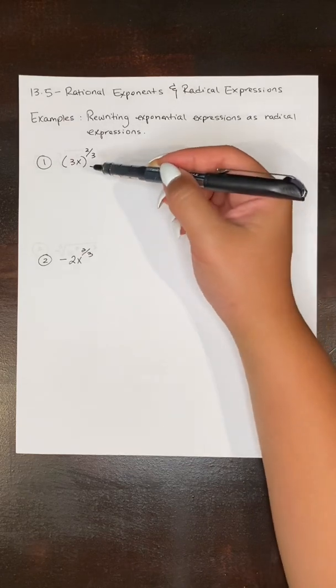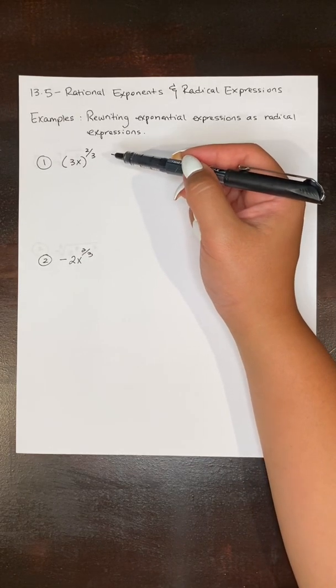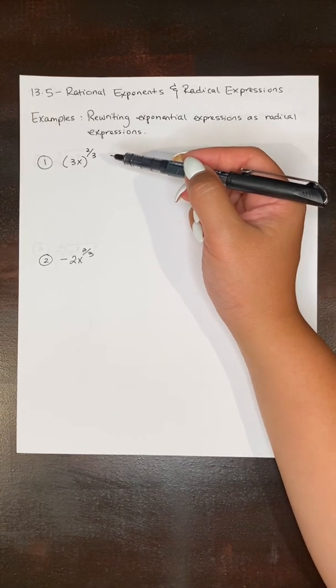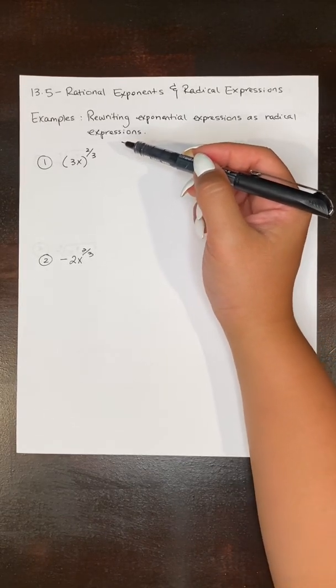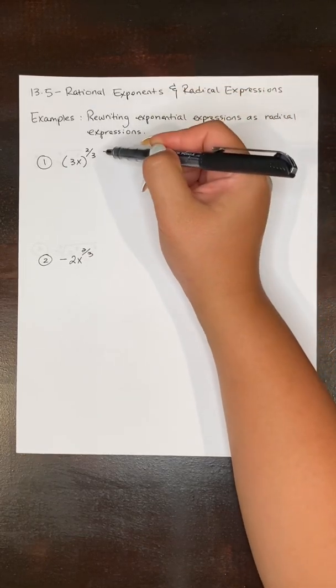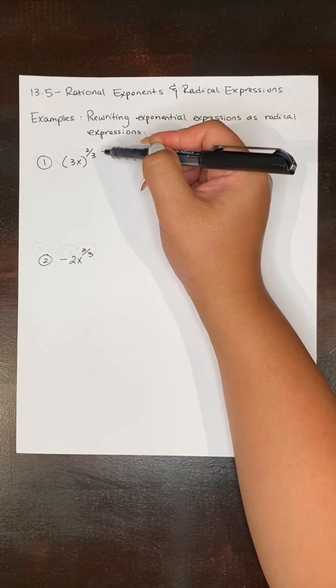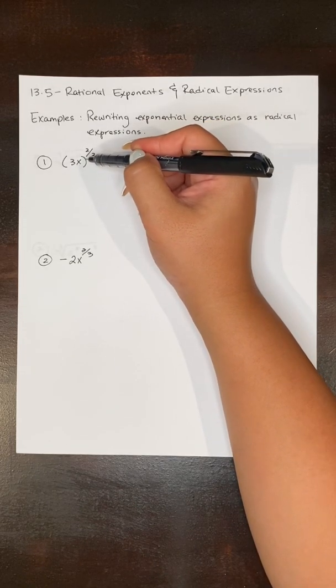First, we have 3x to the 2/3 power. We can identify the components of a radical expression by using what we have here. Using the a to the m over nth power rule, the index looks to be 3, and the radicand looks to be 3x to the 2nd power.